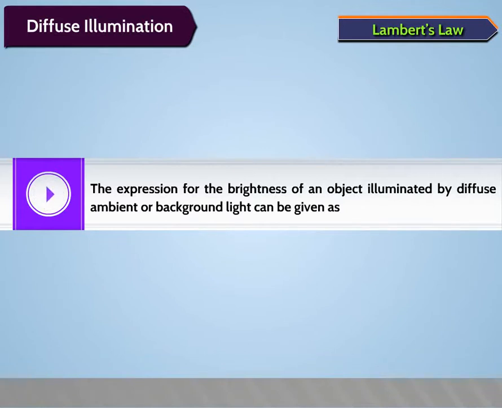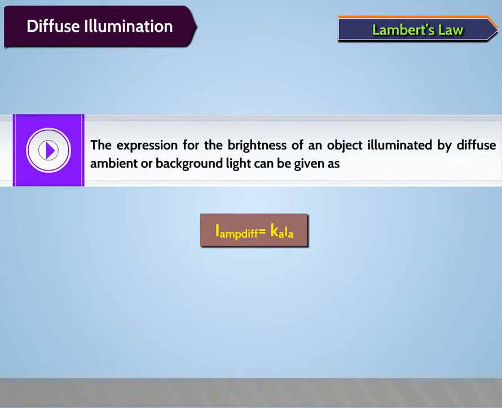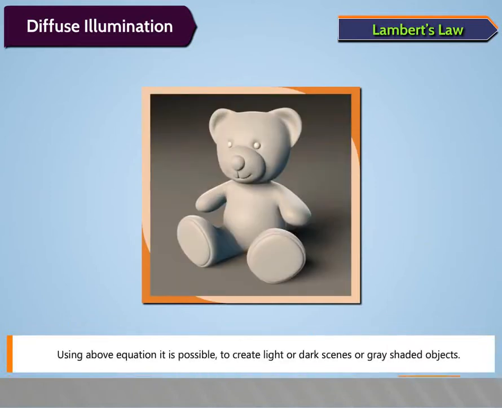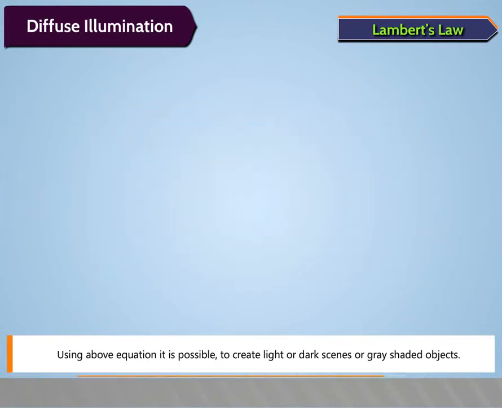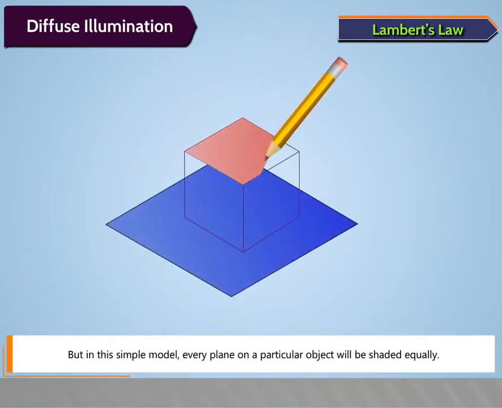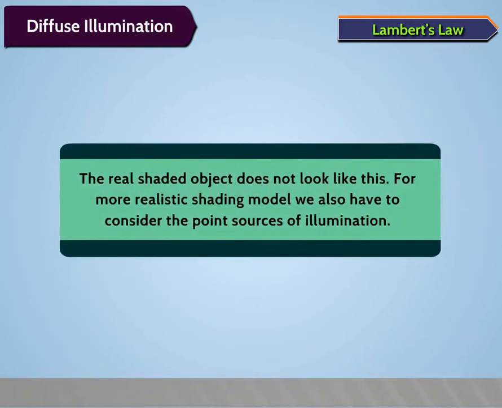The expression for the brightness of an object illuminated by diffuse ambient or background light can be given as I ambient diffuse is equal to KaIa. Using the above equation, it is possible to create light or dark scenes or gray shaded objects. But in this simple model, every plane on a particular object will be shaded equally. A real shaded object does not look like this. For a more realistic shading model, we also have to consider point sources of illumination.